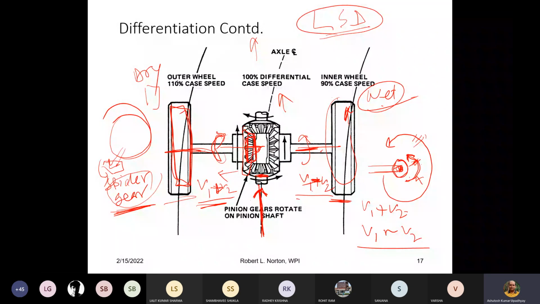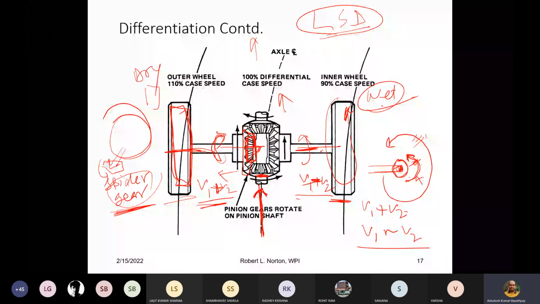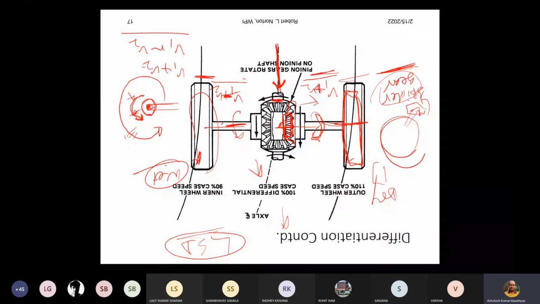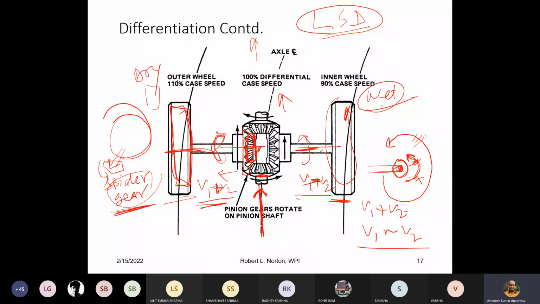Another one used nowadays, although I have not seen how it works, is the torsion differential. But I yet have to see how that torsion differential is working.